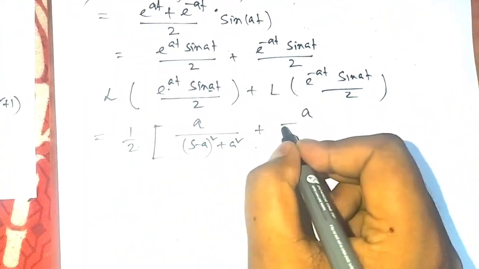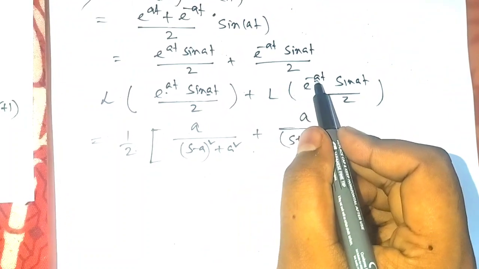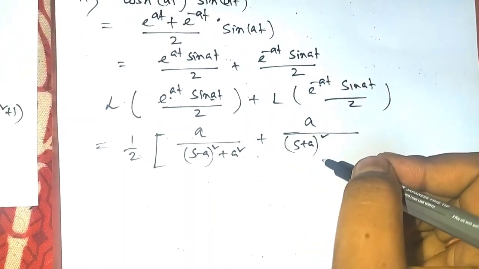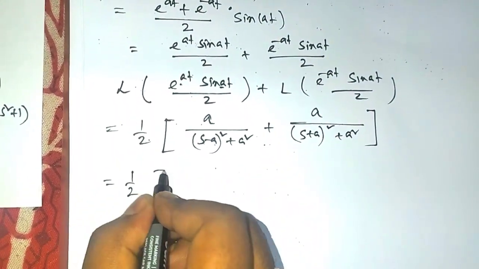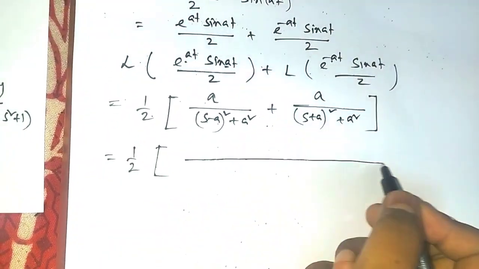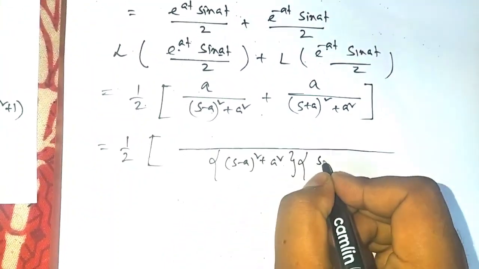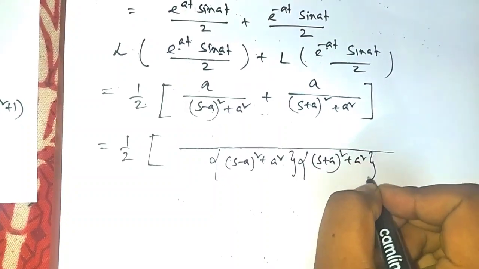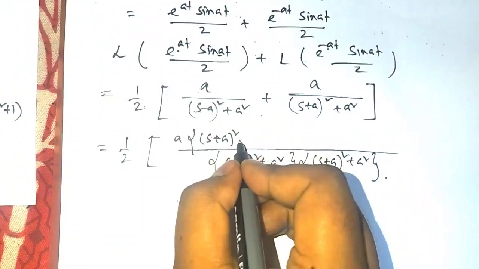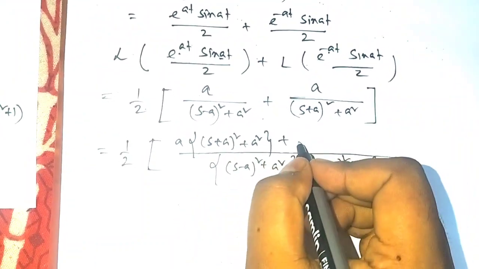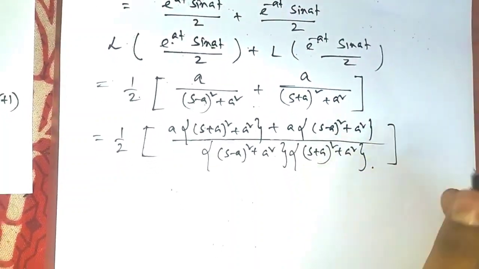Plus a by (s plus a). Why s plus a? Because here the constant term is minus a, so s minus of minus a, so s plus a, the whole square plus a square. Clear? Now simple calculation: 1 by 2, and here you can see (s minus a) whole square plus a square into (s plus a) whole square plus a square. So here a into (s plus a) whole square plus a square plus a into (s minus a) whole square plus a square. Clear?